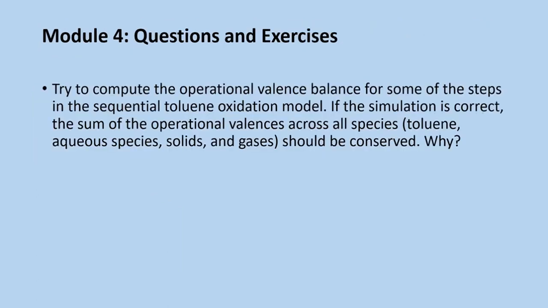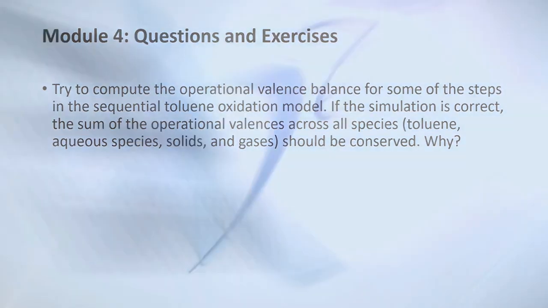So looking back over this module, try computing the operational valence balance for some of the steps in the sequential toluene oxidation model. If the simulation is correct, the sum of the operational valences across all the constituents in the model, including toluene, the aqueous species, solids, and gases, should be conserved.